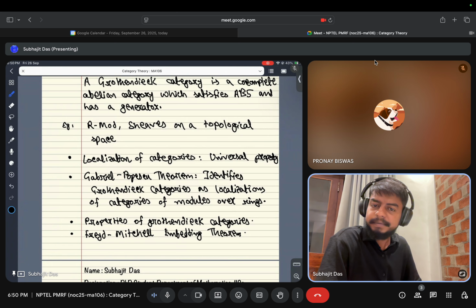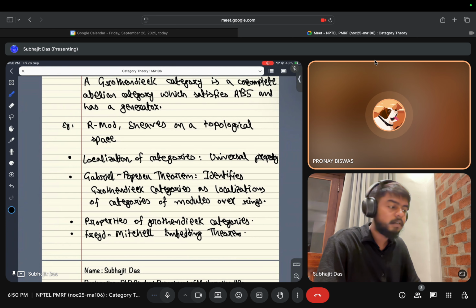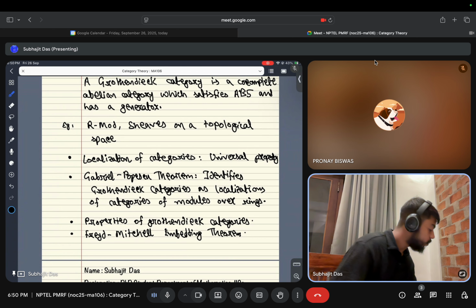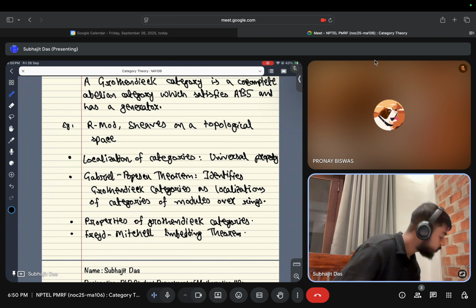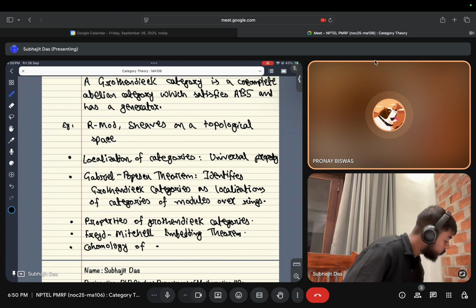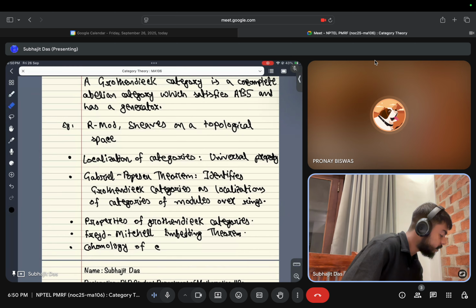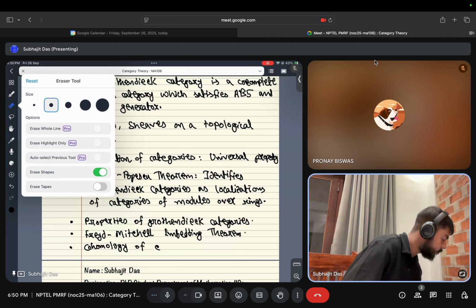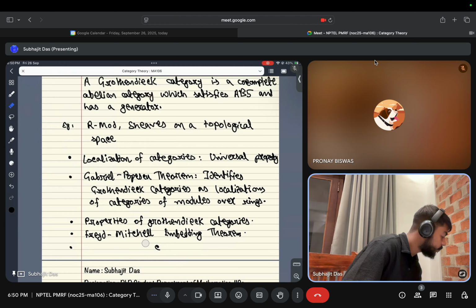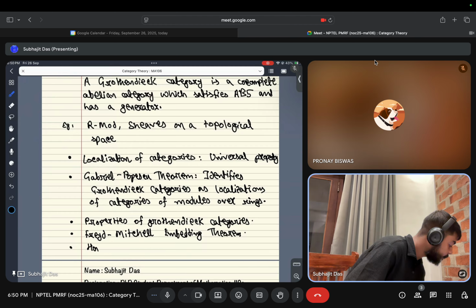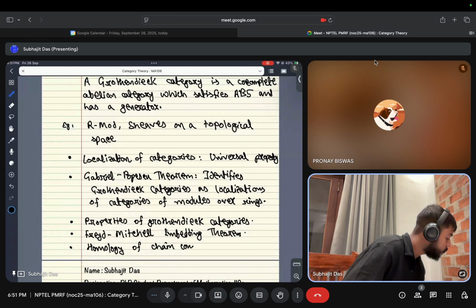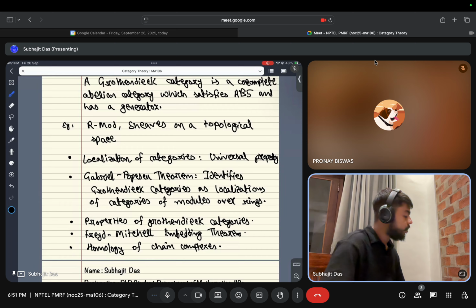Was a proof of this done? Okay. So the Freyd-Mitchell embedding theorem was seen, and cohomology of chain complexes. Okay, and the dualizing is straightforward. So homology of chain complexes. Okay.